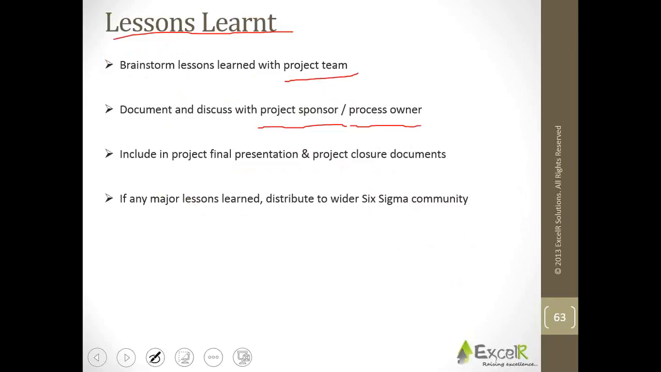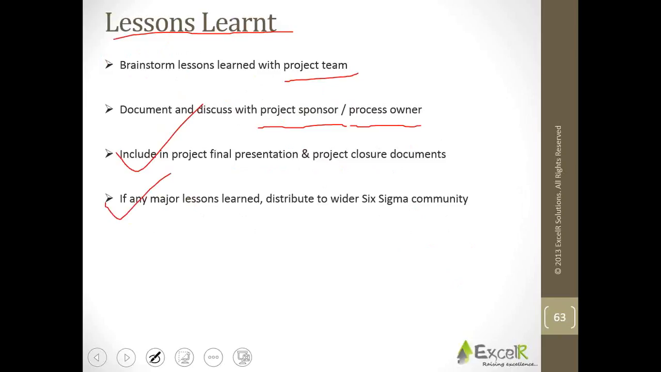That is the crux. Include it in the final project presentation. Don't just show everything that is good. You also have to show the lessons learned to the team, and you have to tell them that these things should not be repeated in the future. That is where you, as a consultant, bring your true skills out.